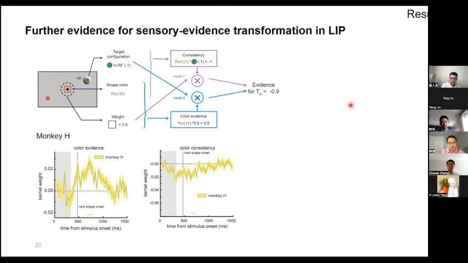So, in summary, although the LIP neurons' patterns in the two monkeys were different, the results from both monkeys showed that besides sensory features and evidence, the intermediate variables in this sensory evidence transformation were also encoded in the LIP.